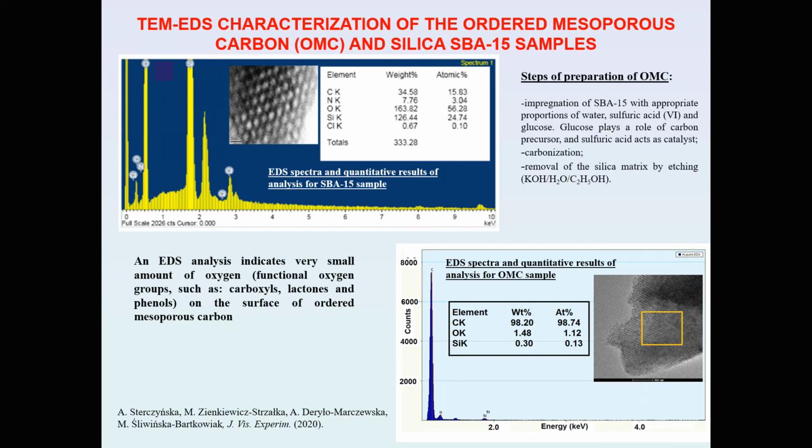We tried to characterize the structure of the pore walls for silica SBA and carbon material. We use silica SBA as a precursor for synthesis of the ordered carbon material, and TEM results show that it is a very ordered system. And for carbon, on the basis of the EDS measurement, we can see a very small amount of oxygen, which means that we have practically no functional oxygen groups at the surfaces.